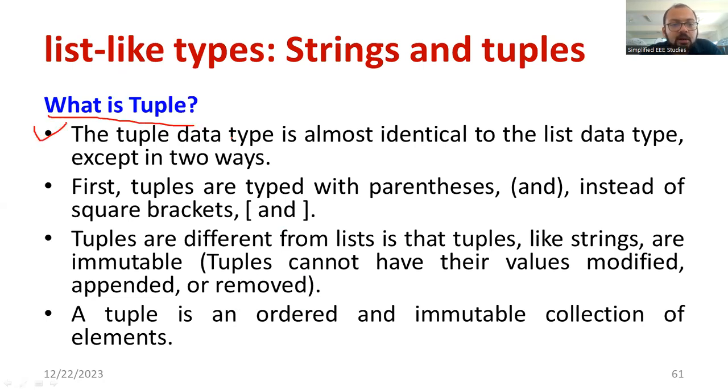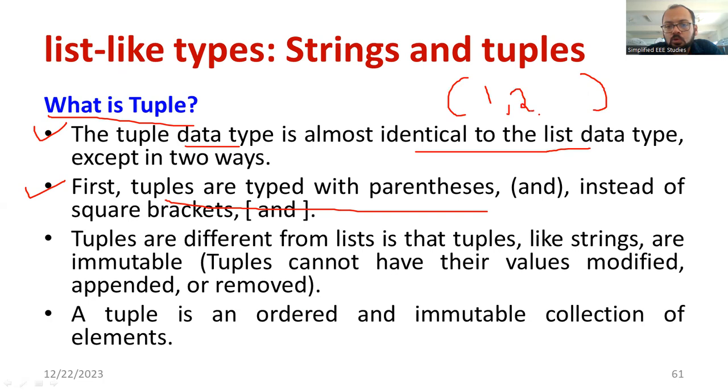You know that the tuple is a data type, of course. It is identical to list, but there are some differences. What are the similarities? Number one, tuples are typed in parentheses. Like this, you are supposed to type, for example, 1, 2, a. Like that, you type the items, separated by commas, but make sure that instead of square brackets, you use parentheses.